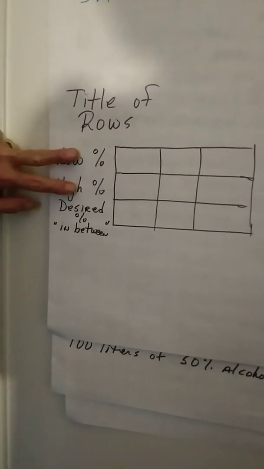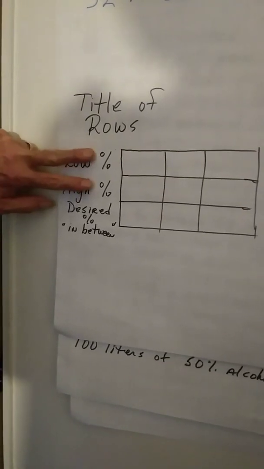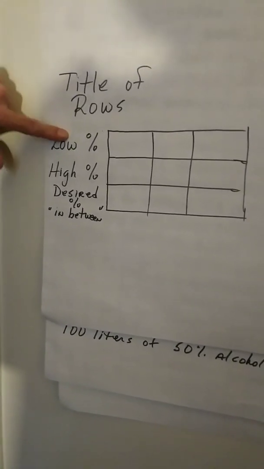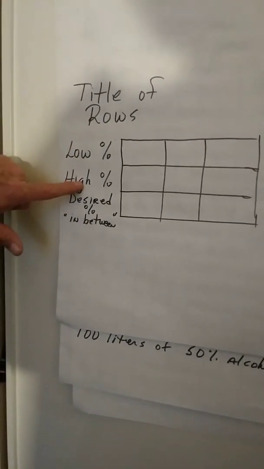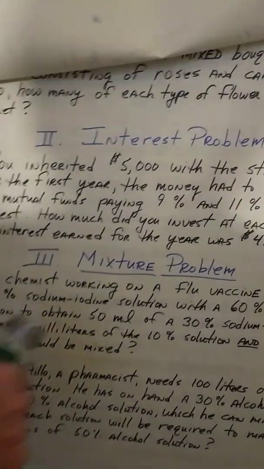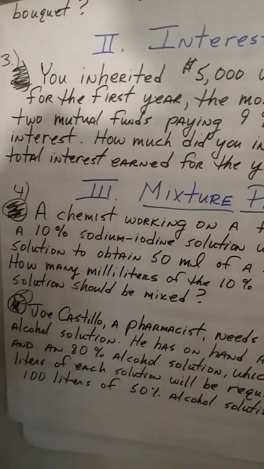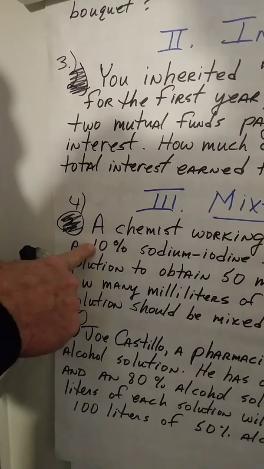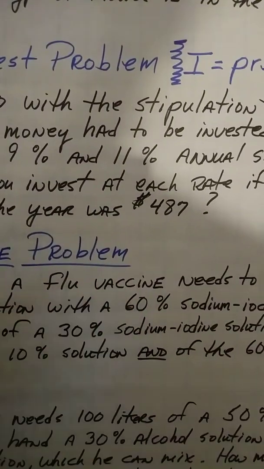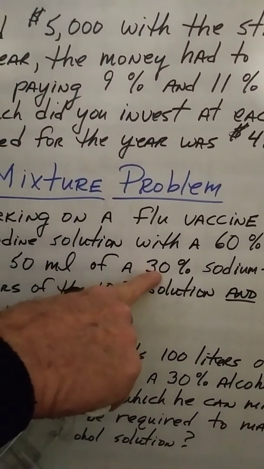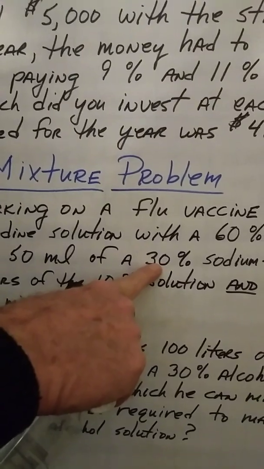Two different strengths have to be mixed together. The lowest percent has got to get mixed with the highest. I don't know if you can recall those percentages that I just read on the sodium iodine. We're going to mix a 10%, the chemist is. That's low. He's going to mix it with a 60%. That's high. And what he wants at the end, he wants his targeted percent at the end.